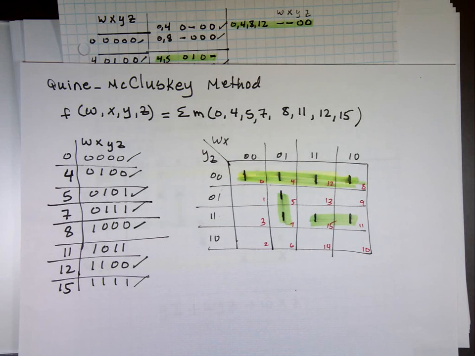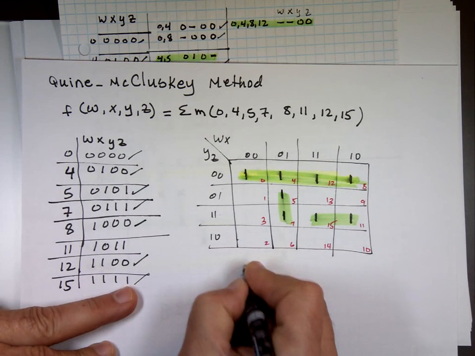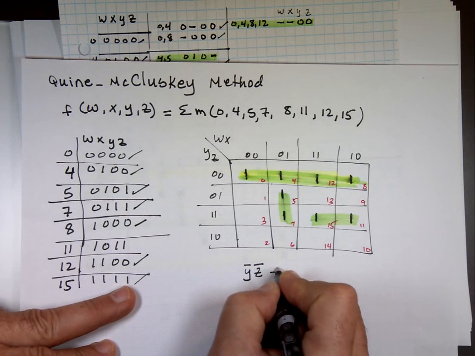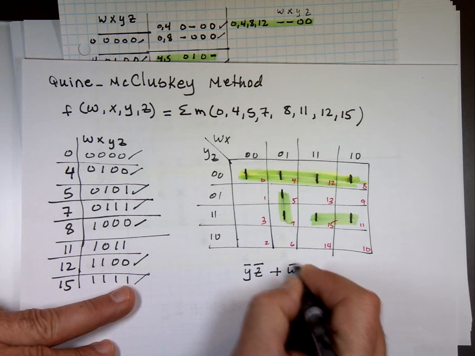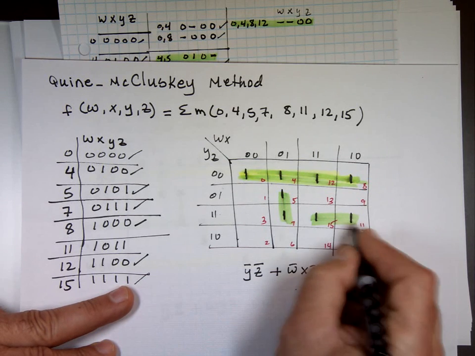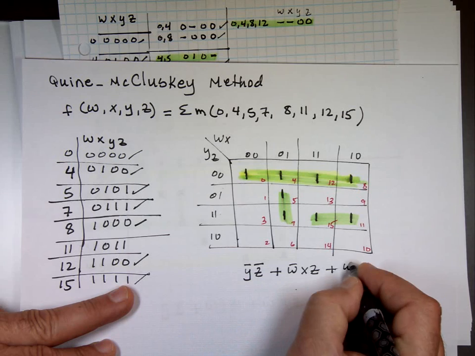So if I take these ones, what do we have? Y bar, Z bar. If I group these ones here, what do we have? W bar X and what? Z. And if I take these two, what do we have? W, Y, Z. Is that the same answer? Yes.